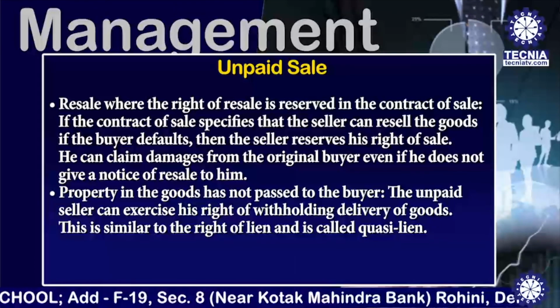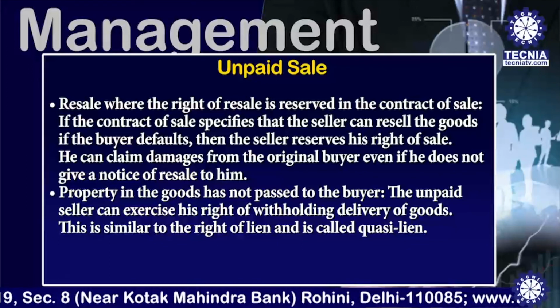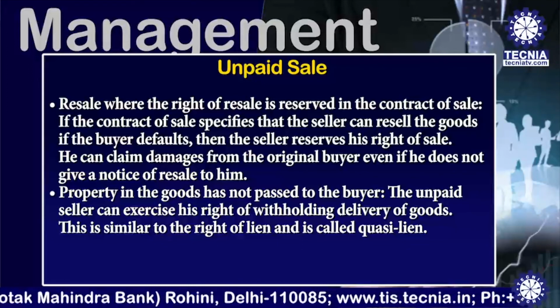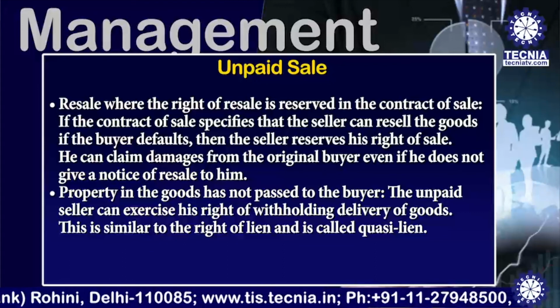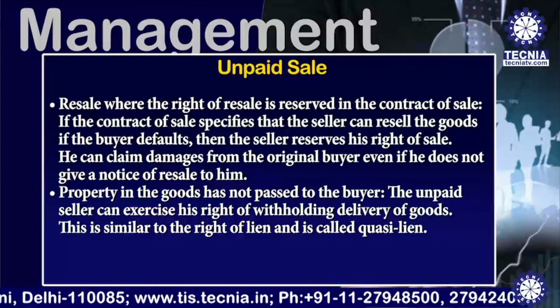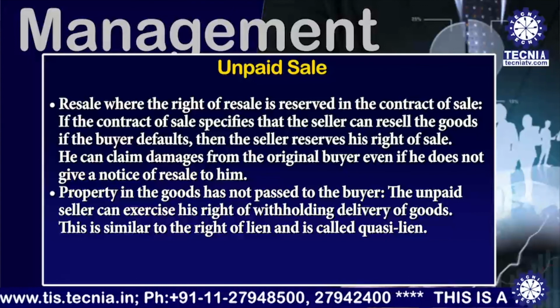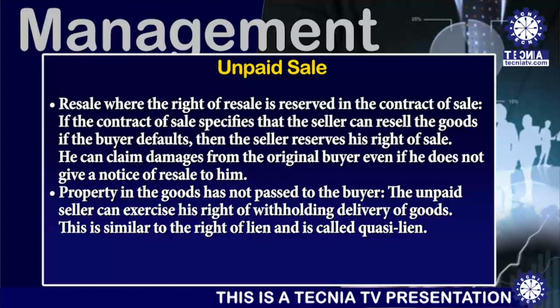Fourth point, resale where the right of resale is reserved in the contract of sale. If the contract of sale specifies that the seller can resell the goods if the buyer defaults, then the seller reserves his right of sale. He can claim damages from the original buyer, even if he does not give a notice of resale to him. Property in the goods has not passed to the buyer. The unpaid seller can exercise his right of withholding delivery of goods. This is similar to the right of lien and is a quasi-lien.